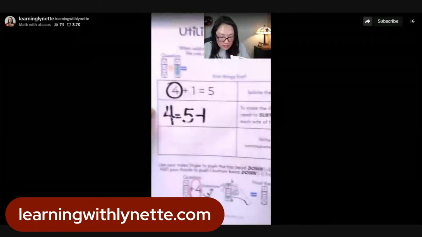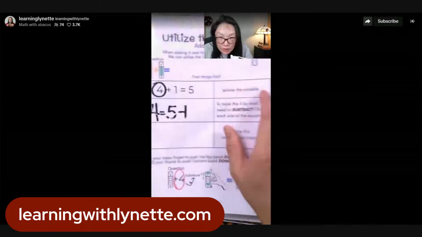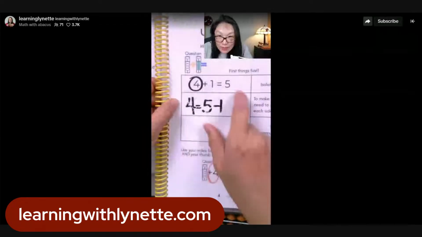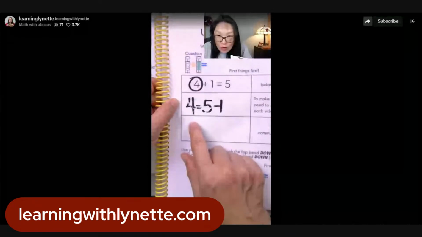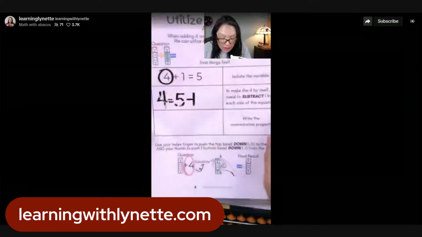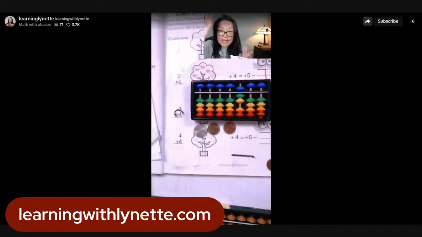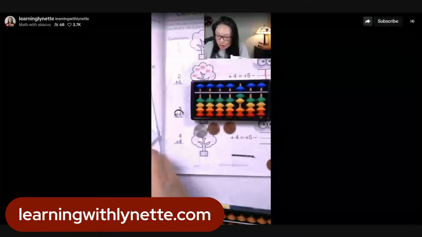We isolated the variable. We want to add the 4. We substituted the 4 with this 5 minus 1, and then we added it in. So basically, in order to add, you need to subtract. Exactly. You need to understand how to balance the equation. So that's what we did. We balanced the equation in order to utilize this 5.